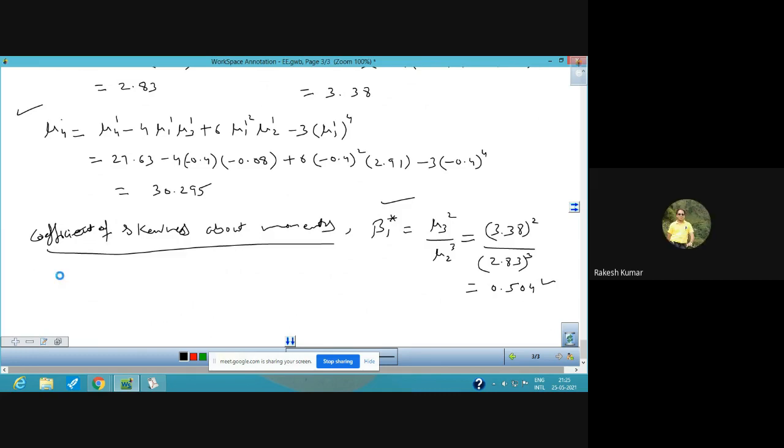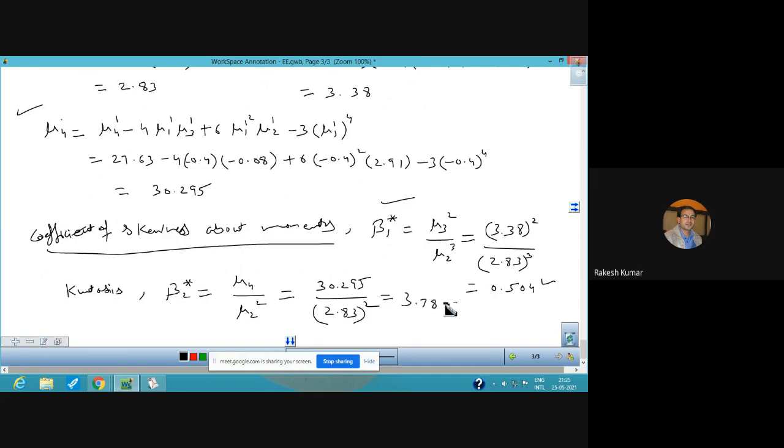Now we can also compute kurtosis. The kurtosis is also depending upon these moments. So the formula for calculating the kurtosis is denoted by beta 2 star. So the formula is mu 4 divided by mu 2 square. So 30.295 divided by 2.83 whole square. So it comes out to be 3.782. So this is the coefficient of kurtosis with the help of moments.